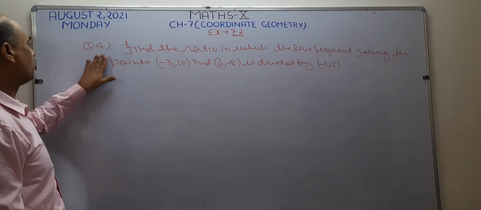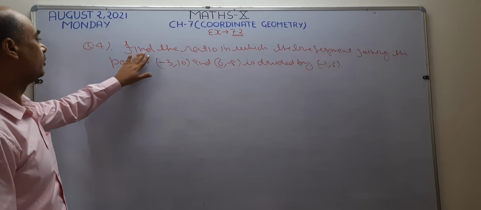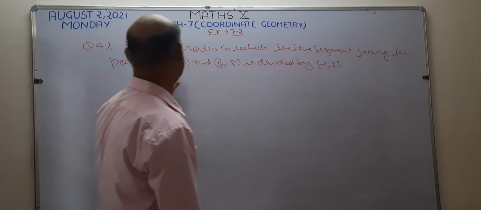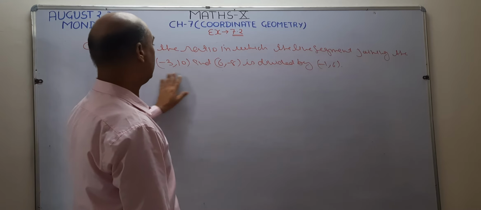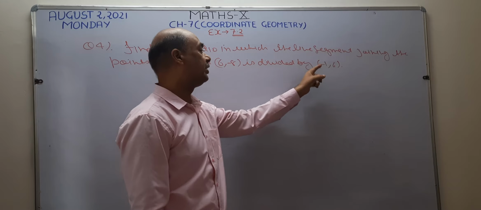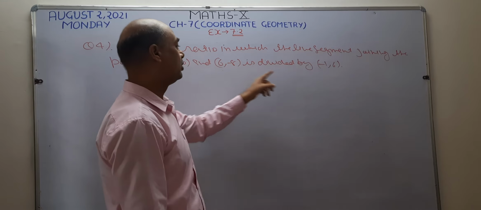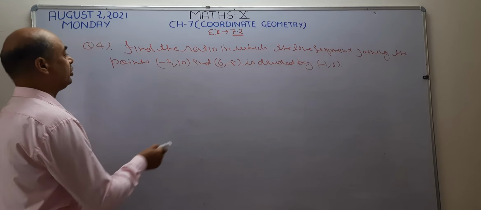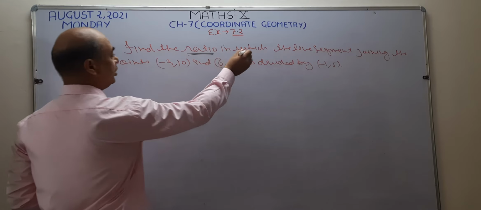Now we are going to start question number 4. See what is given. Find the ratio in which the line segment joining the two given points is divided by the point (-1, 6). The coordinates of the point which divides the given segment are given. In this question we are going to check in what ratio they divide it.